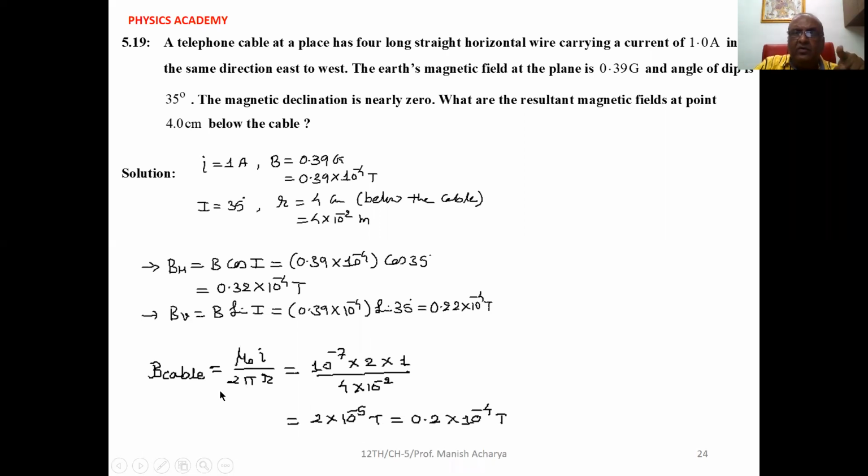Now magnetic field of cable. So B cable that is mu 0 I upon 2 pi r. So mu 0 upon 4 pi 2 I upon r we can take. So mu 0 upon 4 pi 10 raised to minus 7 into 2 into current that is 1 ampere. Okay. Upon 4 into 10 raised to minus 2, solve it, you will get 0.2 into 10 raised to minus 4 Tesla. Now, resultant magnetic field that we want to calculate.